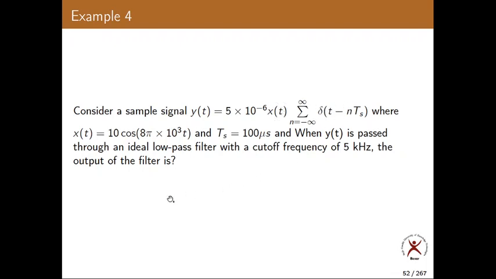Okay. So you find out the spectrum, and the spectrum is passed through an ideal low pass filter having a cutoff frequency of 5 kHz. Now you have to find out what is the output of this ideal low pass filter. Okay, so the logic is very simple. You just find out the spectrum of the signal. Otherwise, take the Fourier transform of y of t. Okay, and after that, pass that Fourier transform through an ideal low pass filter with a cutoff frequency of 5 kHz and find the output. Okay.